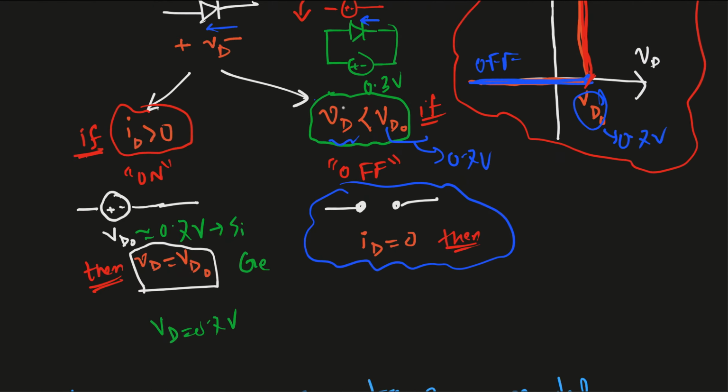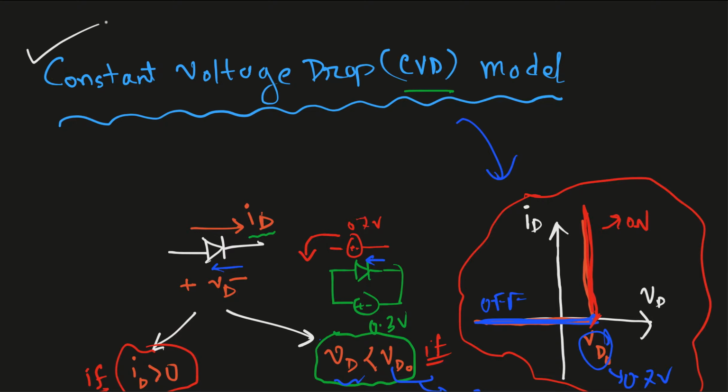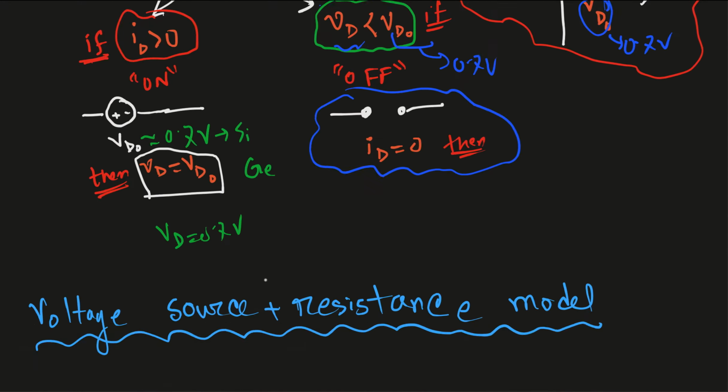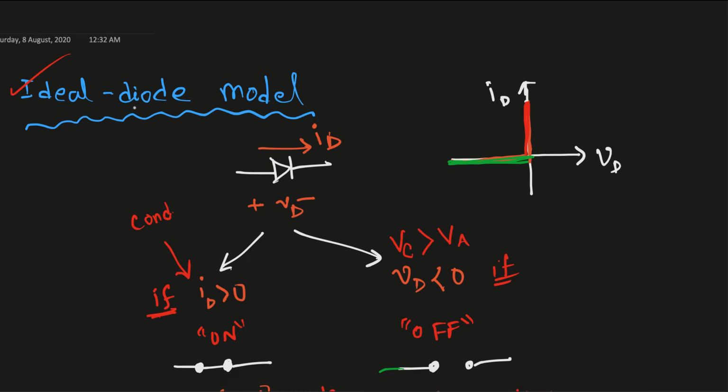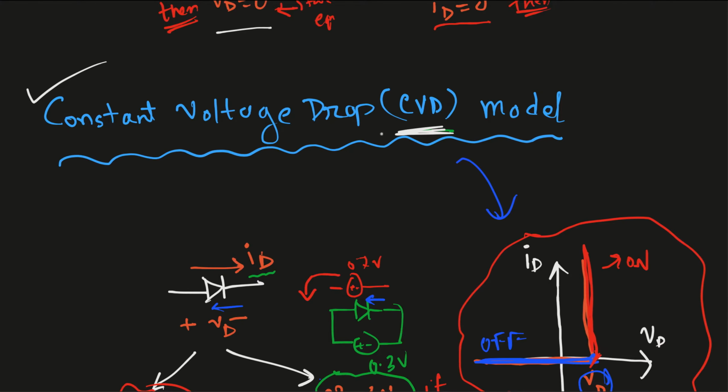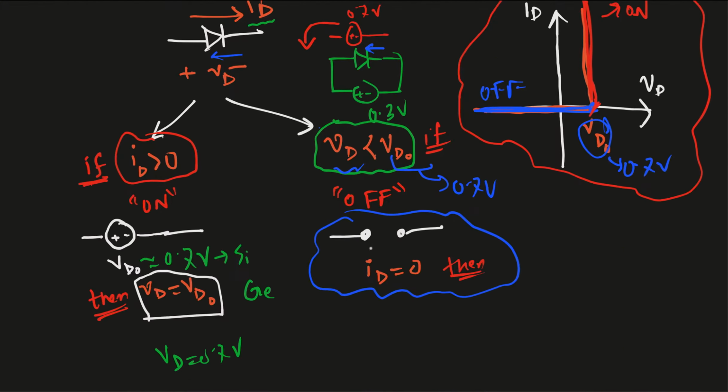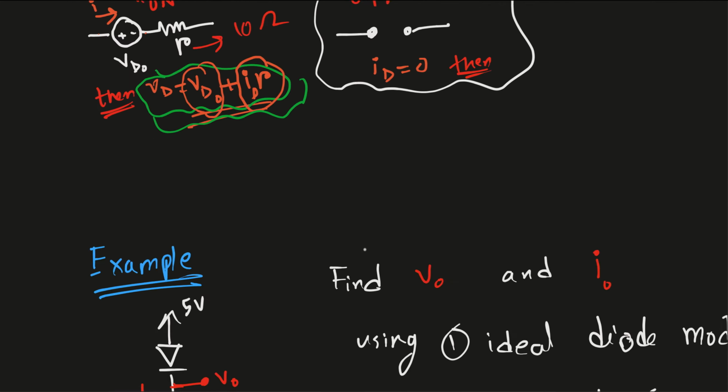But if you want something in between, we will use the CVD model. But in our course, we will mostly use the CVD model. We will sometimes use the voltage source plus resistance model, and sometimes we will use the ideal diode model, but we will mainly use this model. So let's see an example.